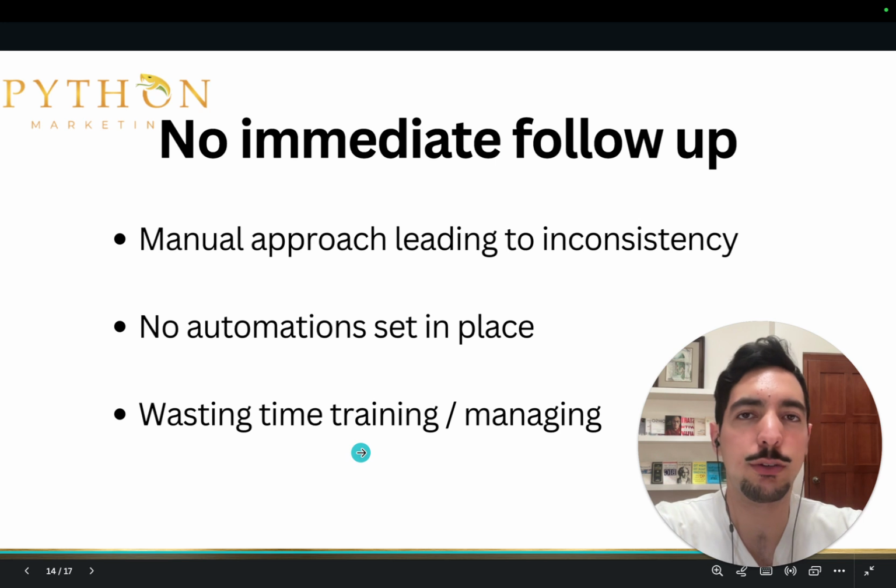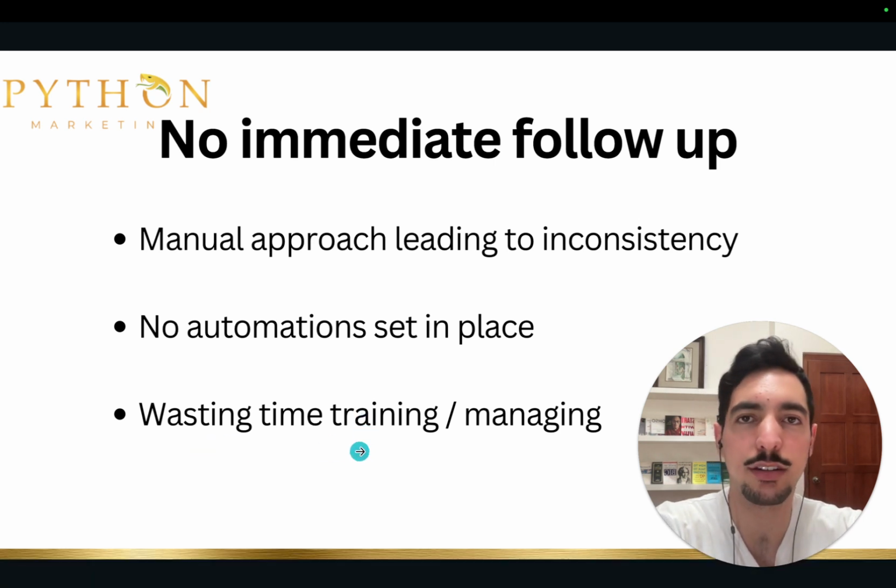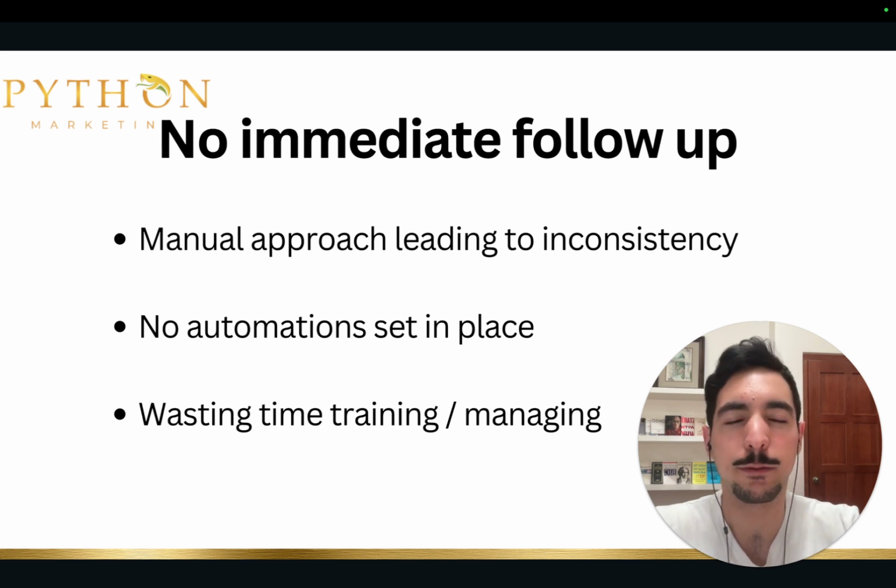And finally, if you decide to hire someone, you're just wasting a lot of time training and managing those people because odds are they're going to forget about the script. They're not going to qualify people correctly. They're not going to get enough buy-in from the leads. This just means a ton of work for you.